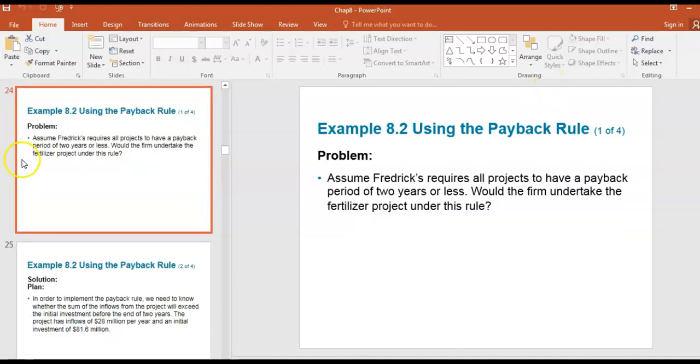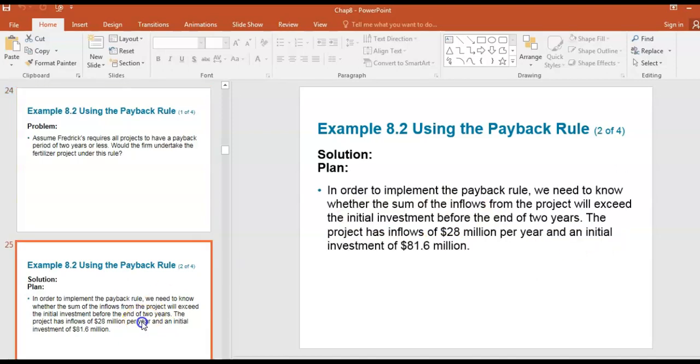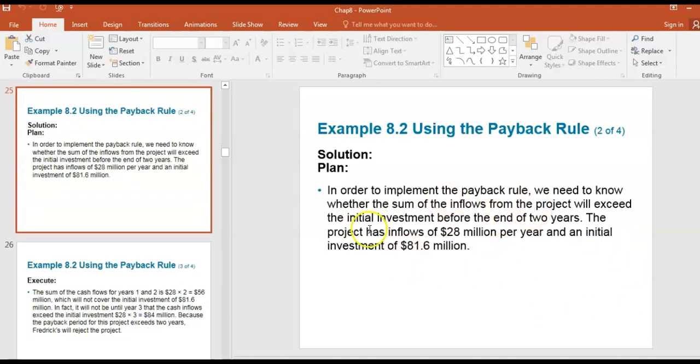Let's take a look at that problem here. Let's assume that Fredericks, the company with the fertilizer project, requires that all projects have a payback period of 2 years or less. Should they undertake this project? Well, if we look at our payback rule, we know that only projects in this context where the cash inflows are going to pay off that initial cash outflow in less than 2 years are going to be green-lighted.